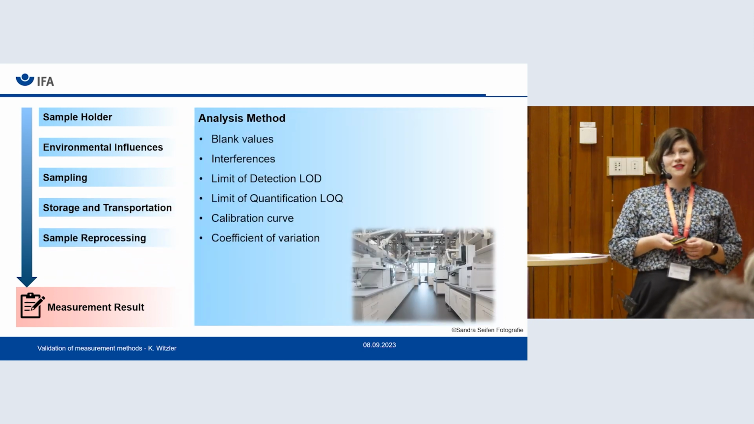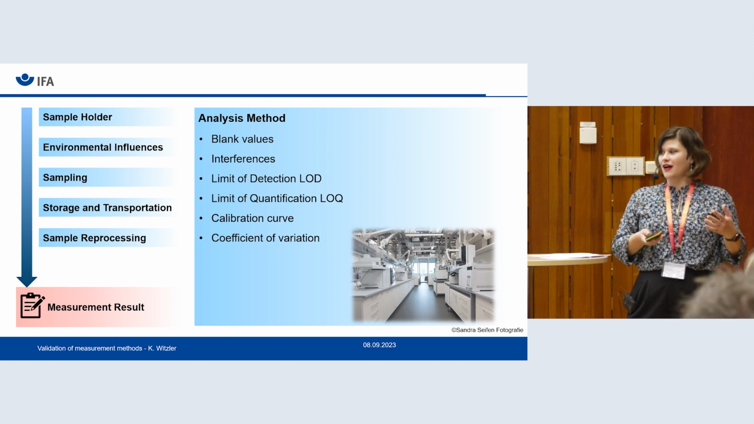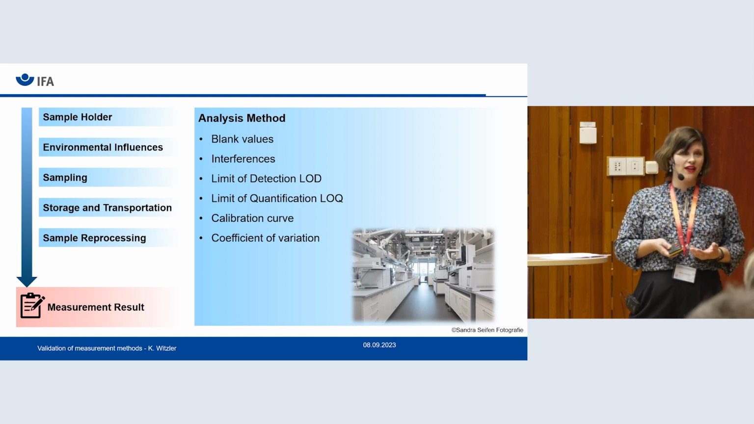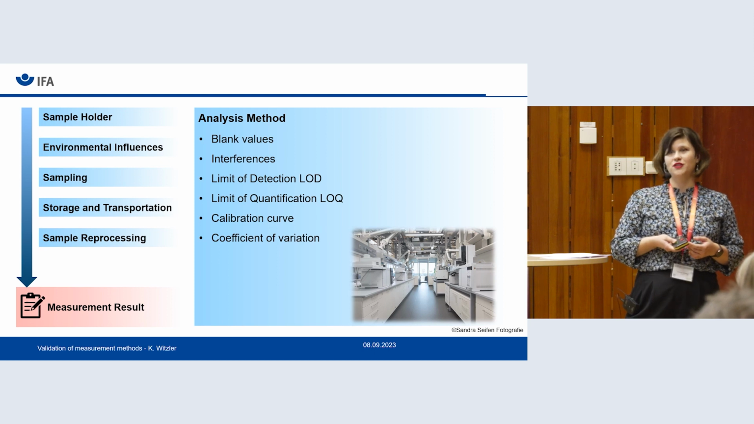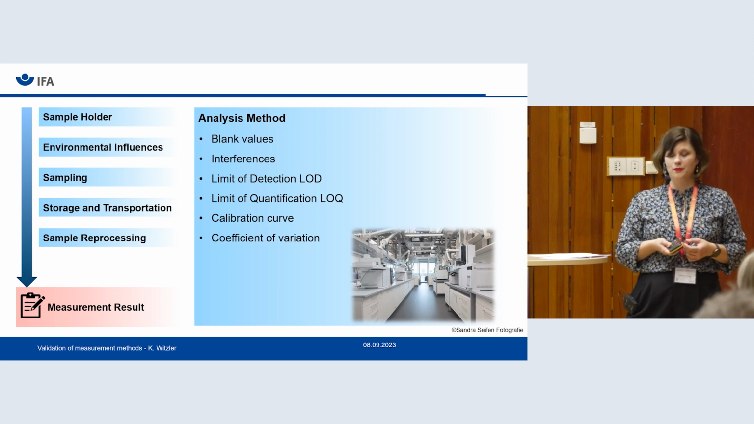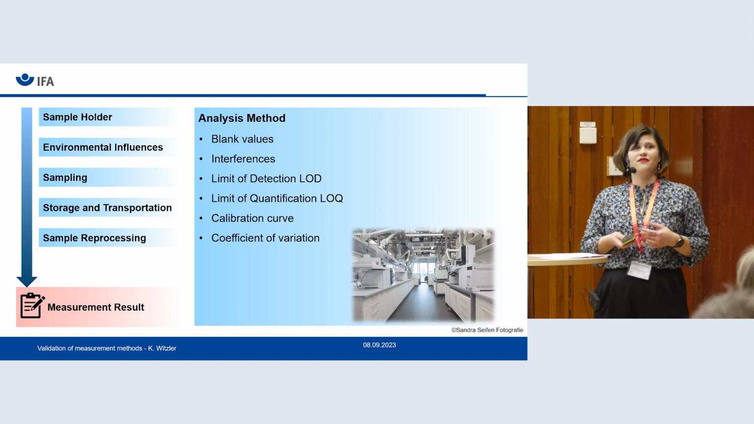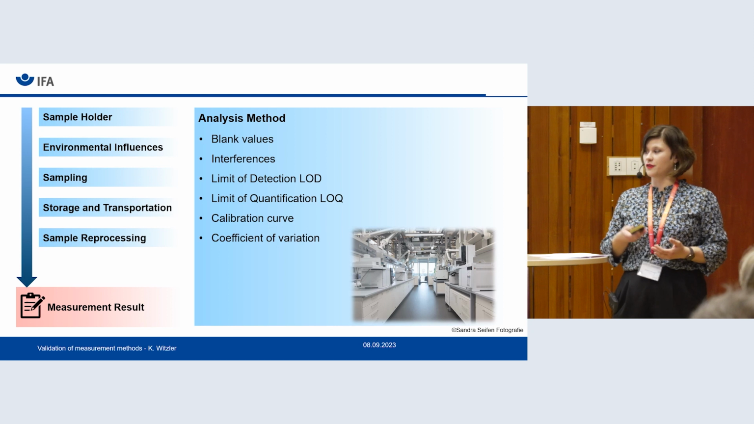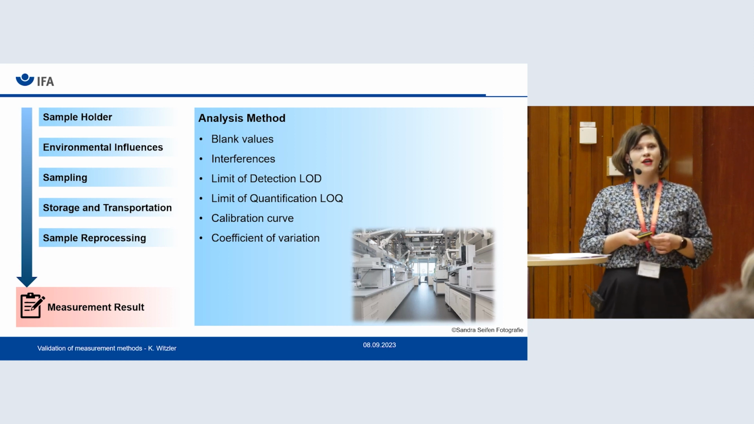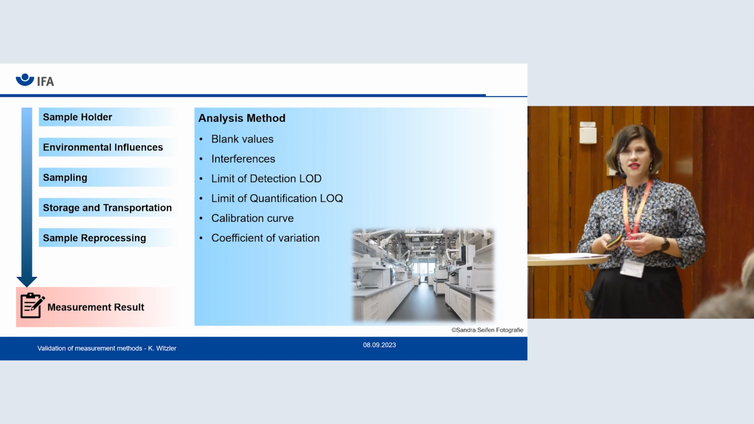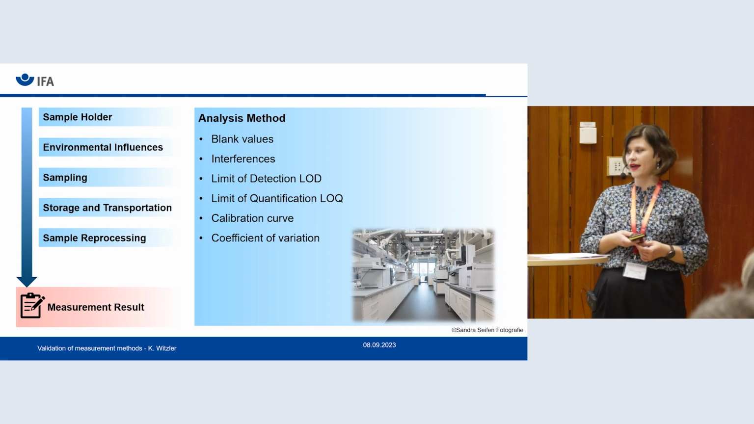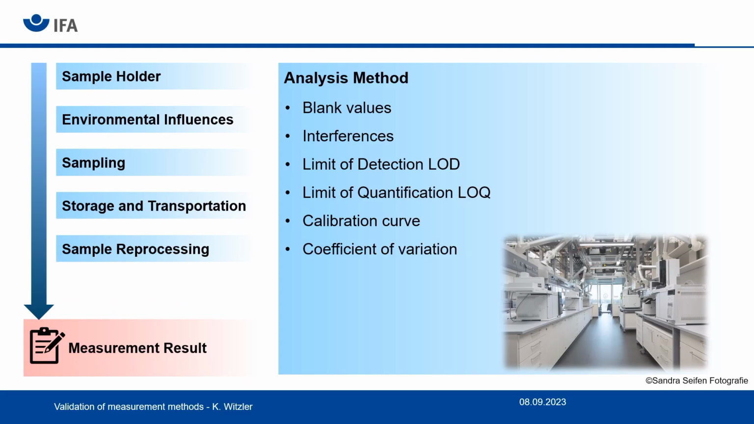And last but not least, we have the analysis method. You should also check for blank values and interferences, but also give some basic statistical values for your calibration, such as the variation of your calibration, which is the coefficient of variation as on the slide. You should give the limit of detection and the limit of quantification, and I will remind you the limit of quantification over your overall method should be less than 0.1 times the limit value for the given substance.